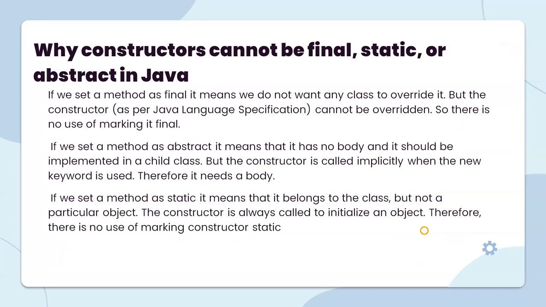Why can a constructor not be final, static or abstract in Java? If we set a method as final, it means we cannot override it, right? But a constructor, as per the Java language specification, cannot be overridden. So there is no use of making it final. This is the reason. If we set a method as abstract, it means that method has no body, and it should be implemented in the child class, right?